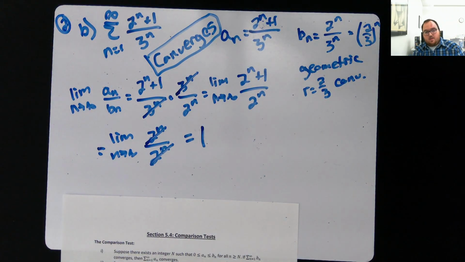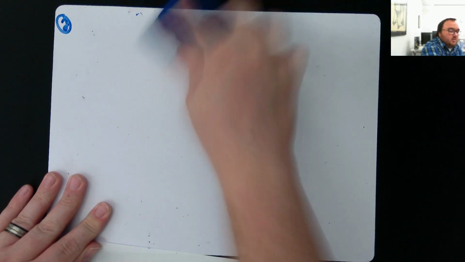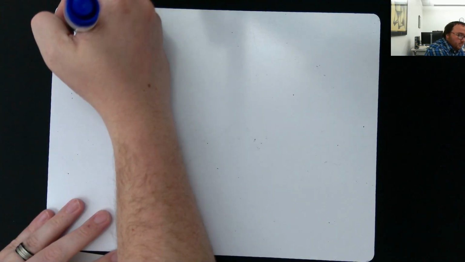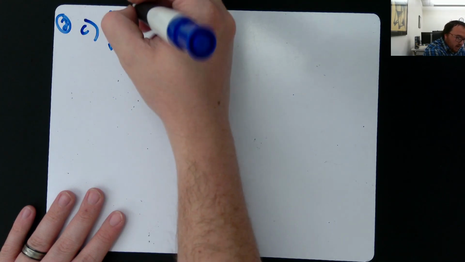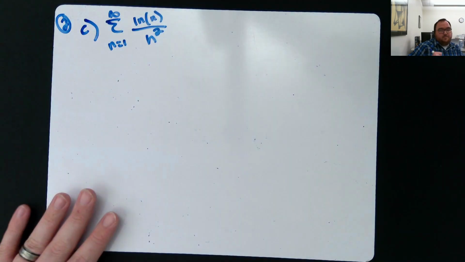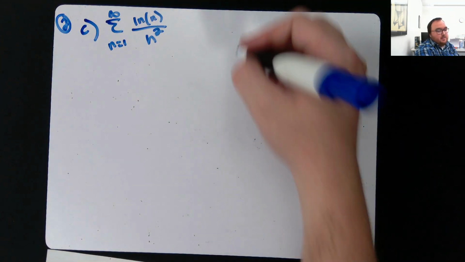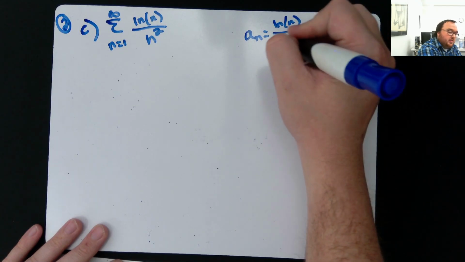Converges. The last example we have for this, example 2c: the sum from n equals 1 to infinity of the natural log of n over n squared. So once again, that's my an. Let's try to think of a bn I can use.